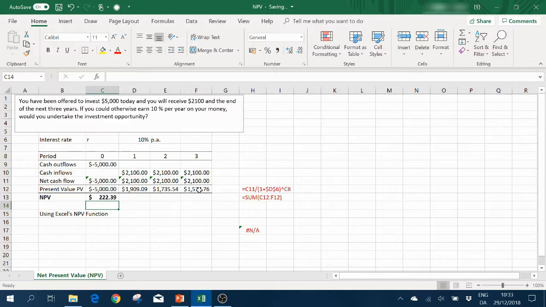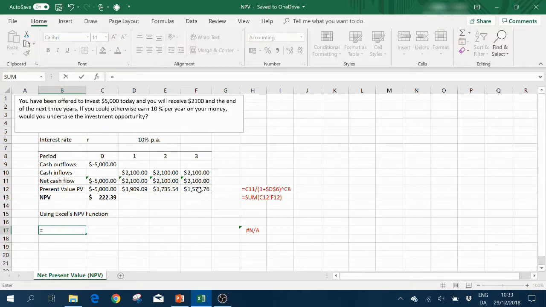So the net present value of this investment is $222.39. If we evaluate this, well, it is above zero, which means that we should undertake the investment, and this is profitable for us. We can also calculate the NPV another way, using Excel's own NPV formula.